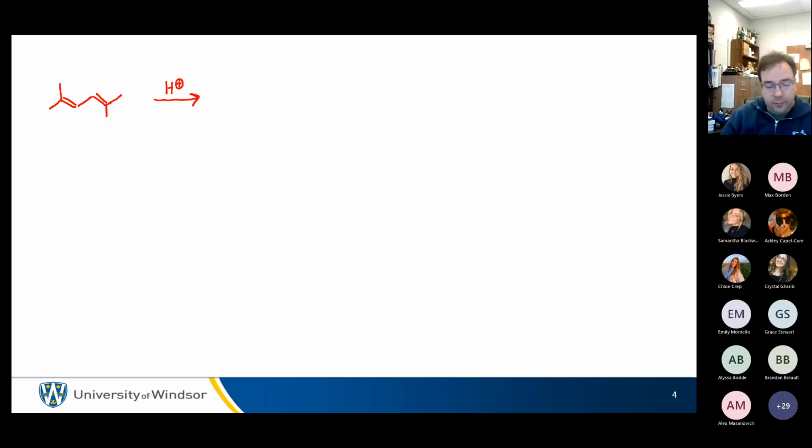So I have a symmetrical molecule, which is handy. We're just going to add one equivalent, so don't go adding hydrogens willy-nilly. What is the cation you generate? Actually, two questions for you. What is the cation you generate? And what is the most stable resonance structure of that cation?